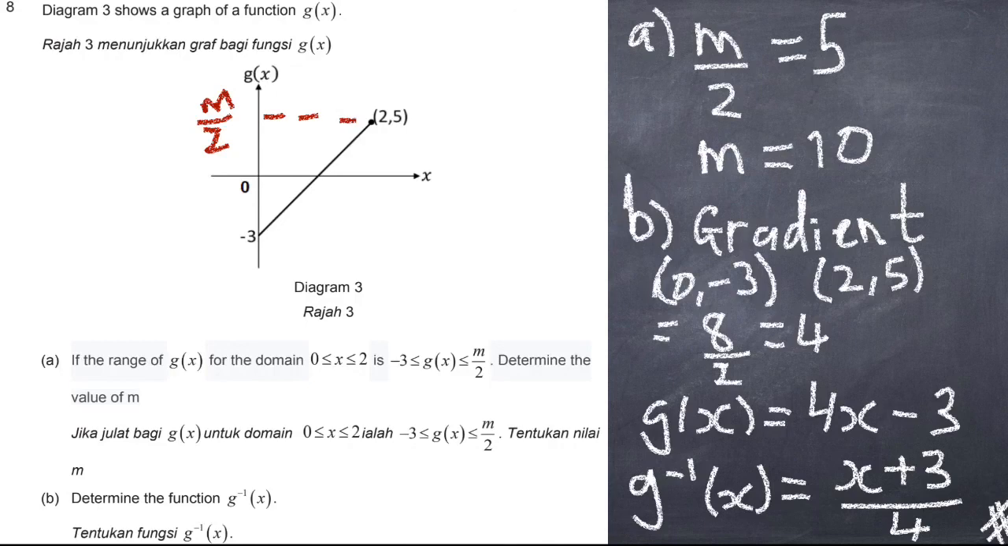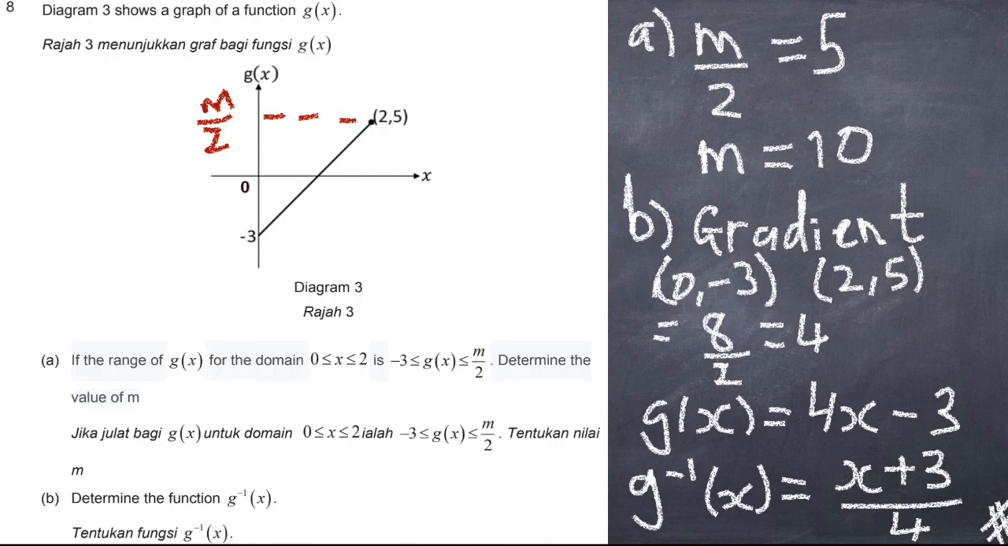Okay, to find the second equation, you want to find g inverse, but first you want to find the g first. This is simply a straight line, so if you use y equals mx plus c, you find the gradient first. The first coordinate, if you write it in coordinate form, is (0, negative 3), the second coordinate we get is (2, 5). So 5 minus negative 3 becomes 8, 2 minus 0 becomes 2, so 8 divided by 2 gives you 4. So the y-intercept is down there, which is negative 3.